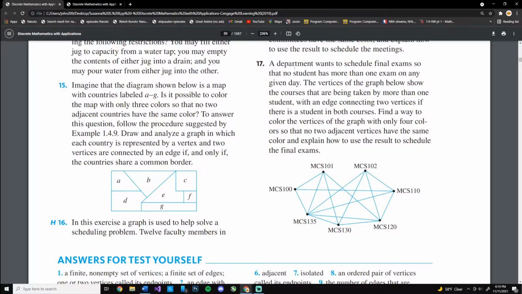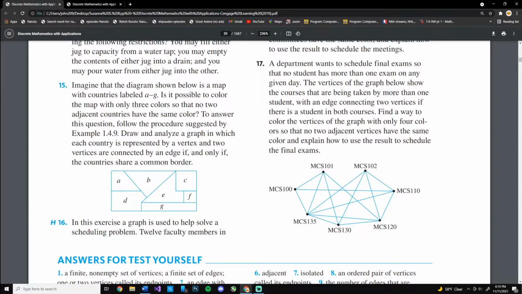Today we're going to be taking a look at a discrete math question, number 17. When I first started taking this class, I had a hard time understanding this question, and there weren't really any tutorials out there, so I wanted to make my own. It says a department wants to schedule final exams so that no student has more than one exam on any given day. So that's clear enough.